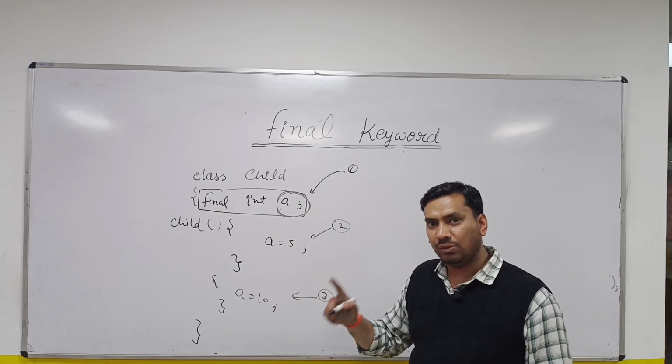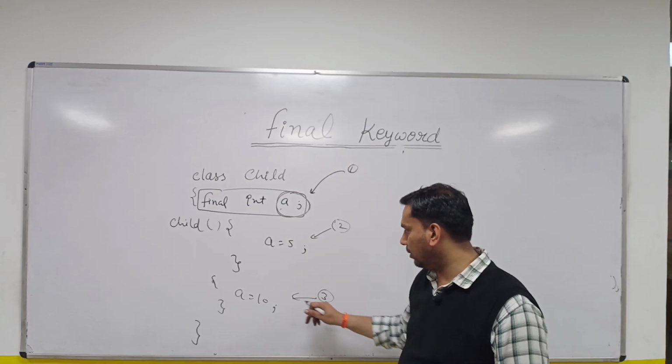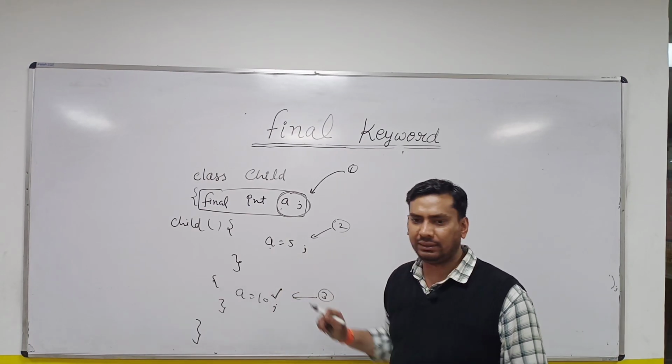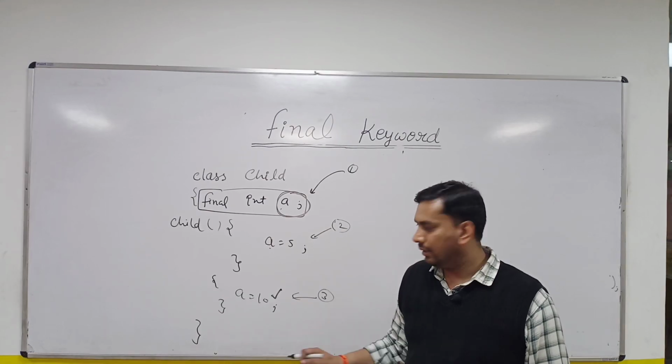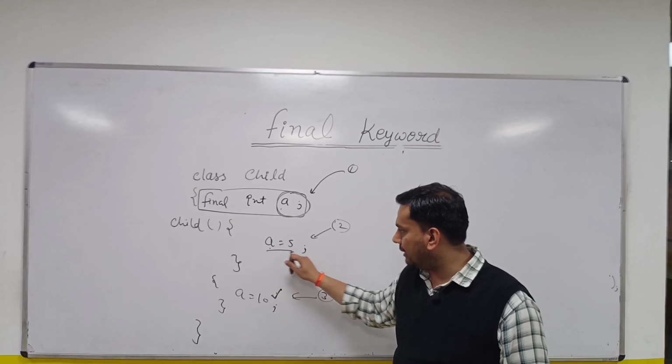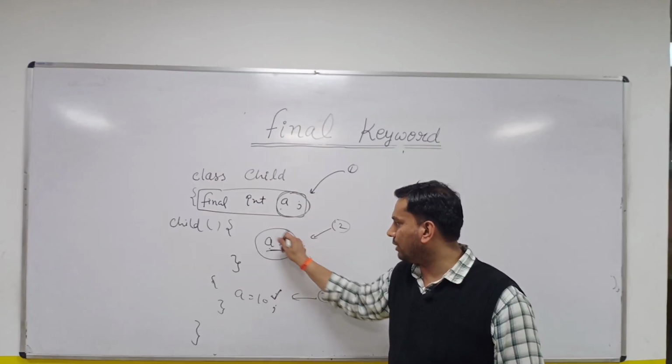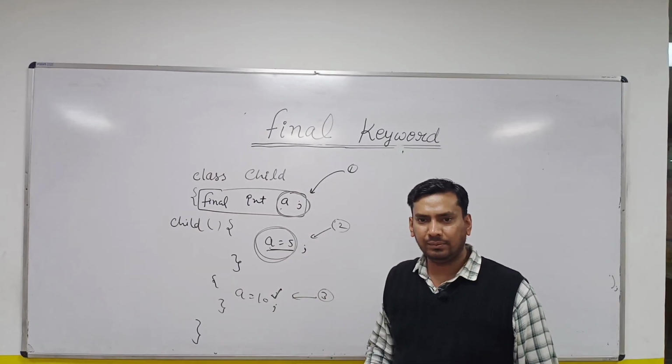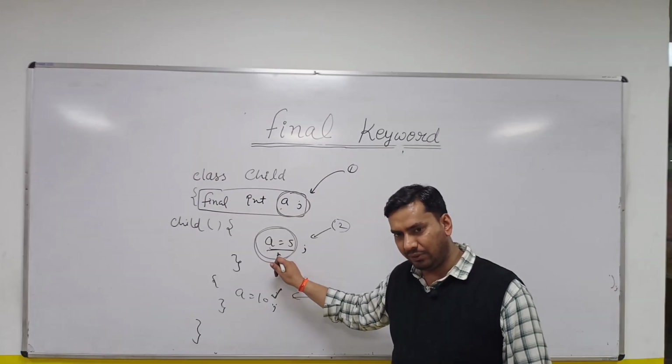Similarly, let's say I do not initialize it here. So what next? What is the second place? That is the anonymous block. It gets executed before the constructor, right? So you can initialize it here. But if you have initialized here and you are writing here also, this line will give you a compilation error.